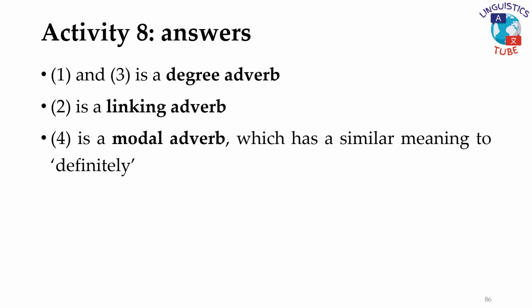Sentence 2, it's softer than it was before, so I'm happy, is a linking adverb. Specifically an effect linking adverb, because it explains that the consequence of it being softer is that I am happy. Finally, sentence 4, I'm so not going to that party, is a modal adverb, because it means I am definitely not going to that party.